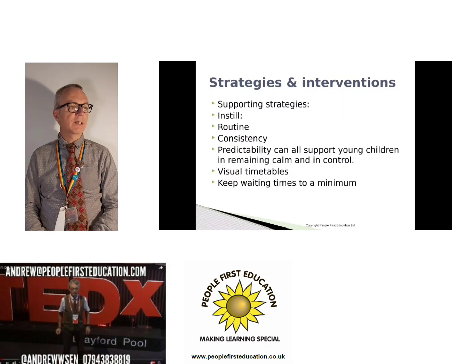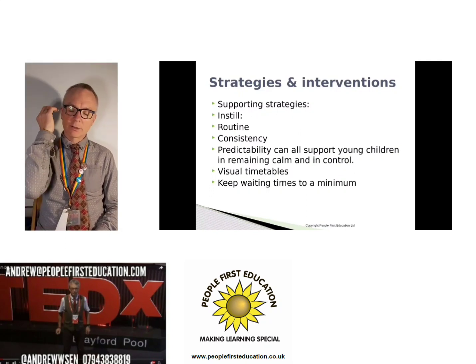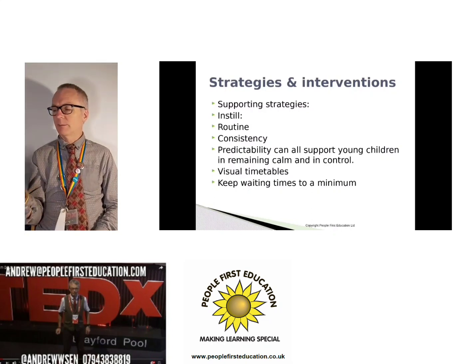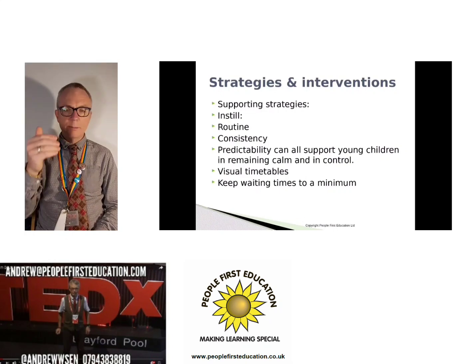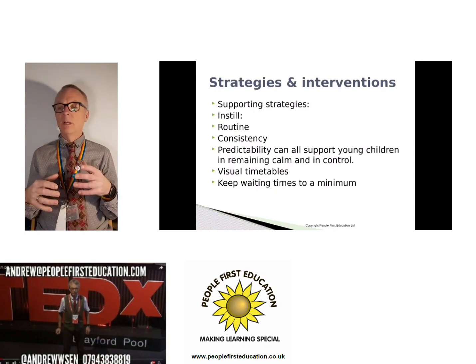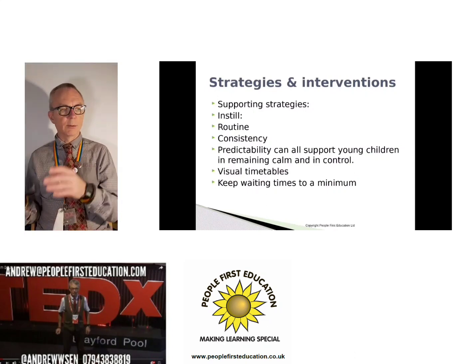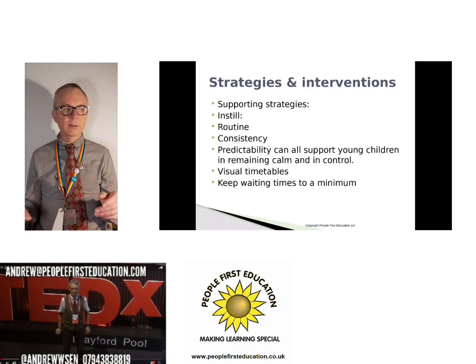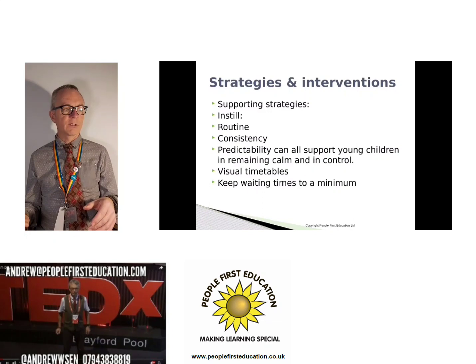Supporting strategies and interventions: instill routine. Routine is really good for people with ADHD. Young people with ADHD have short-term memory problems, and so a routine helps them do things in the right order. So be consistent and have consistent routines. You need to be predictable. You need to be the one that they can rely on, the one that they go, yeah, I know exactly what's happening now. I can trust this person. So please do support them with being calm, with being predictable, with their routines. And then that helps the child also be calm, to also take control of the situation.